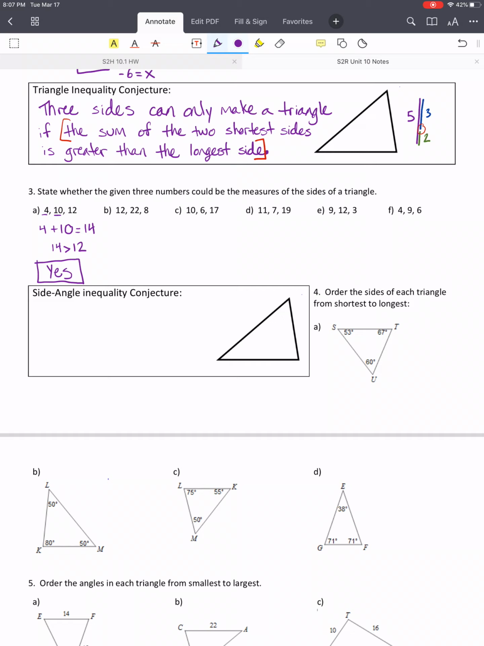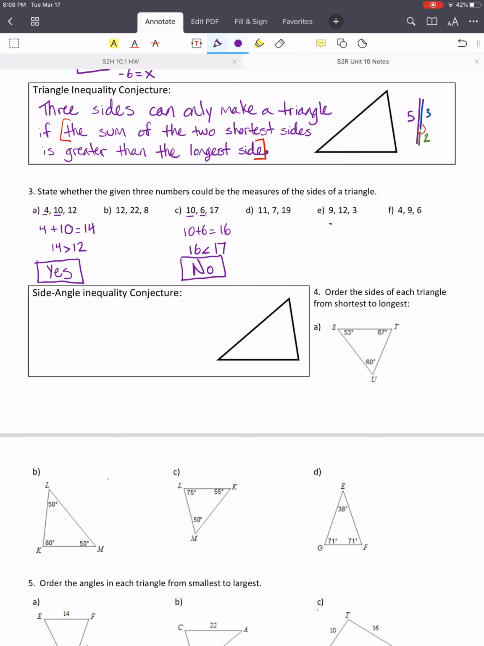What about part C over here? Here are my two shorter sides. 10 plus 6 equals 16. Is 16 greater than 17? No. 16 is in fact less than 17, which means the answer is no.